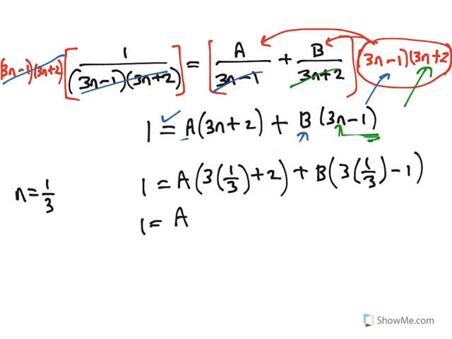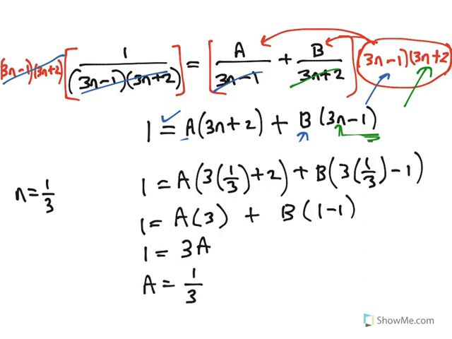3 times 1/3 is 1. 1 plus 2 is 3. And of course, for the second term, 3 times 1/3 is 1. 1 minus 1 is 0. So I just have 1 is equal to 3a plus 0. So a is equal to 1/3. So we just found what a should be. A should be 1/3, and I'll go ahead and write that here. We'll note that a should be equal to 1/3.